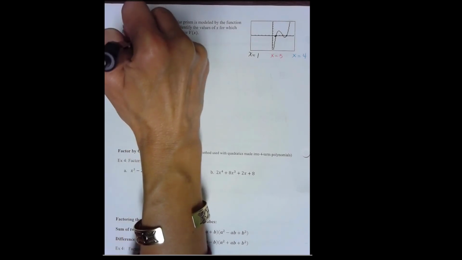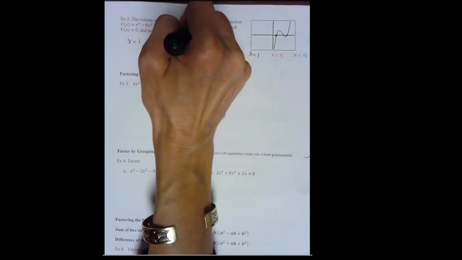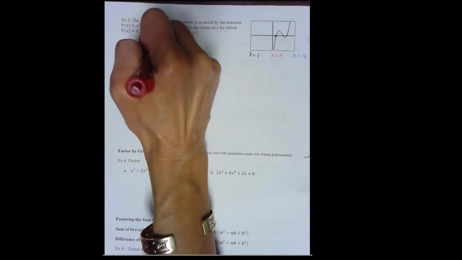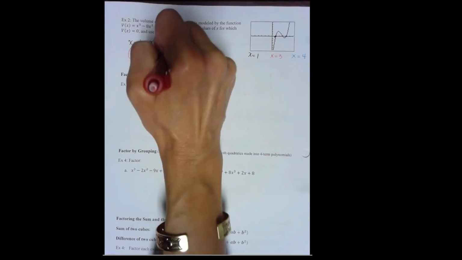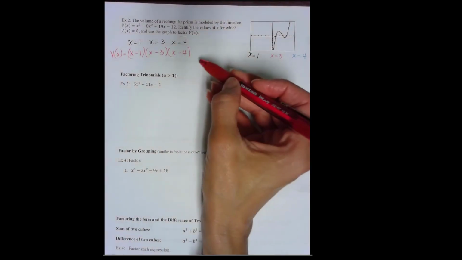Okay. So if those are true, then we can go ahead and factor this by working backwards. If we know that x equals 1 is a 0 or a solution, and x equals 3 and x equals 4, then we can work backwards to re-express. So we have x minus 1, x minus 3, and x minus 4. If we're saying that each of those equals 0, we can now say that v of x in factored form is equal to this.